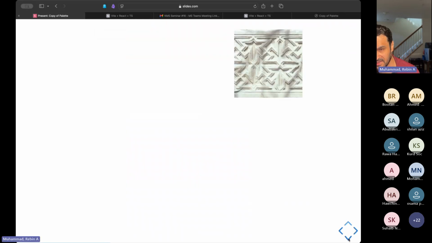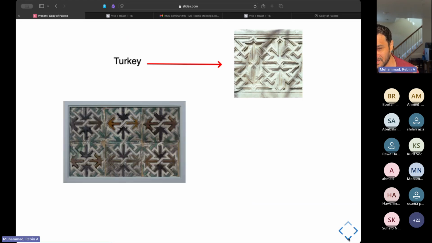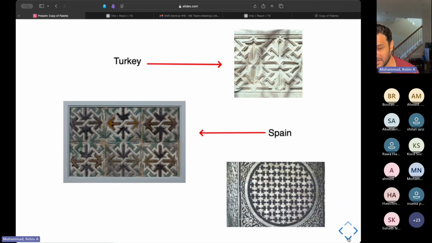This pattern surprisingly appeared not only in Spain but in other places. It appeared in Turkey, in Spain, and in Morocco. I just want you to imagine for a second how far these locations are from each other, but you have the same pattern in a different format, in a different shape. And this tells you how advanced Muslim scholars and artists were at that time.